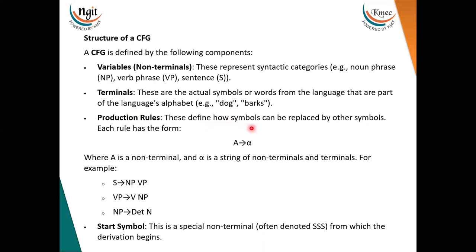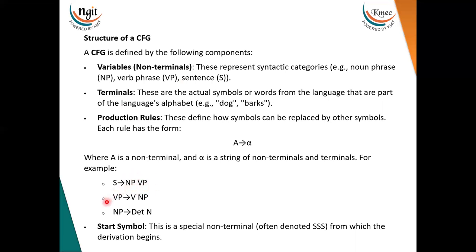Then we talk about production rules. These define how symbols can be replaced by other symbols. Each rule has the form A implies alpha, where A is a non-terminal and alpha is a string of non-terminals and terminals. For example, the sentence is defined as NP and VP, that is noun phrase and verb phrase. And these are non-terminals.